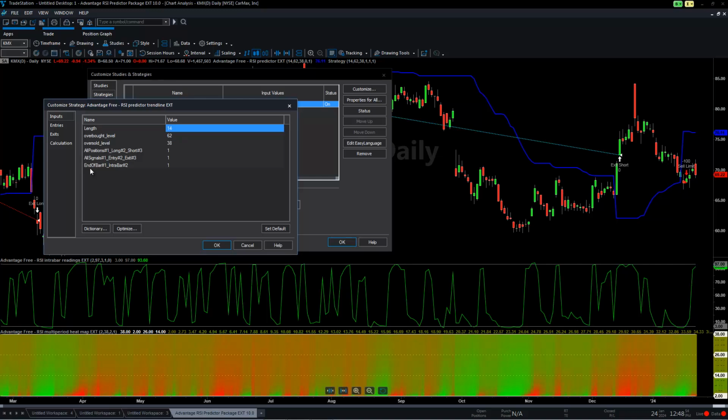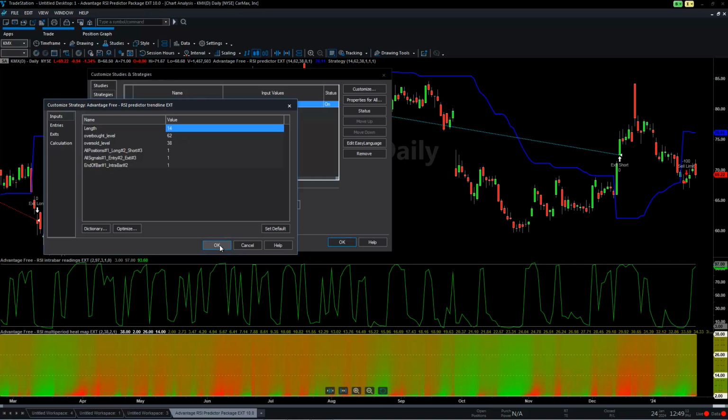And depending on if you want a more aggressive approach, then you would choose intrabar signal generation. For a less aggressive, just a regular approach, we use end of bar.